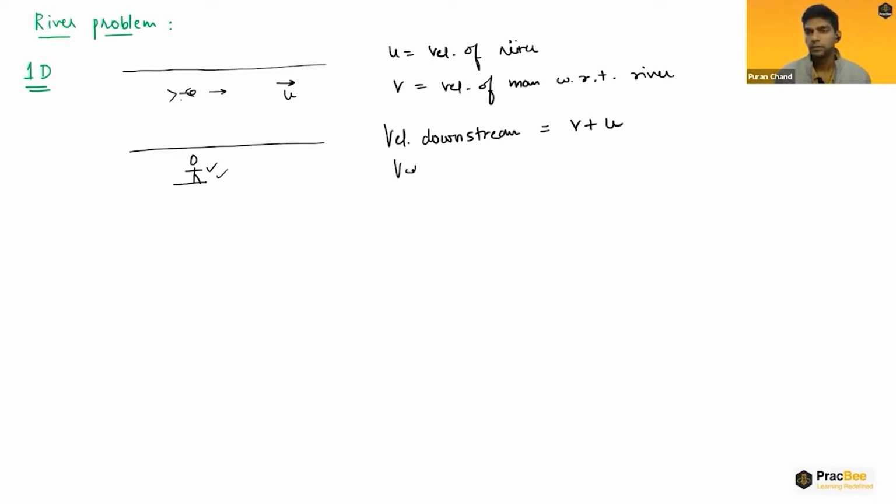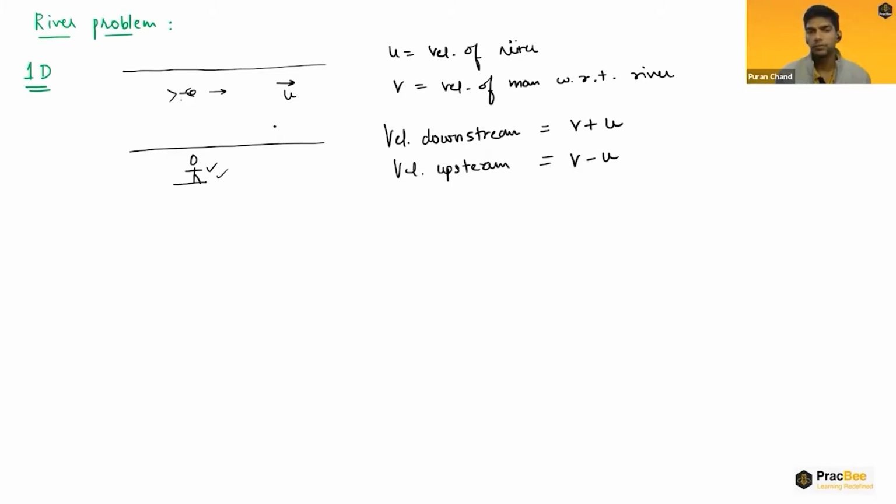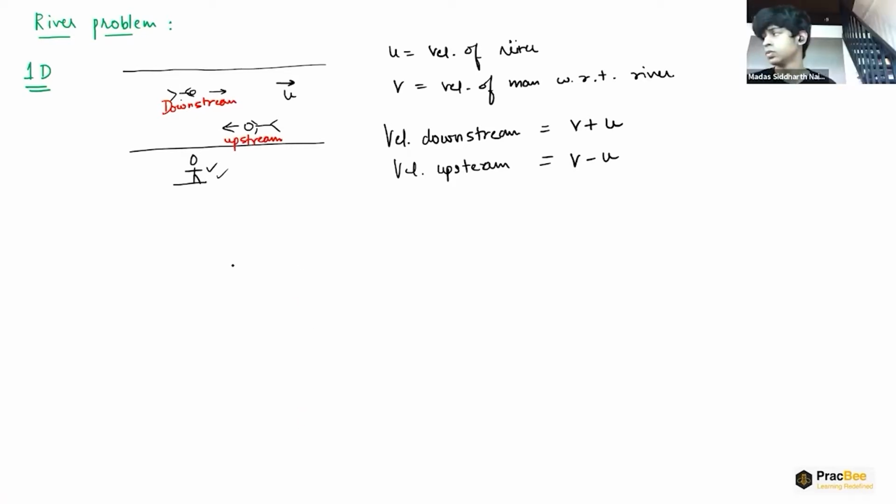And velocity upstream will be v minus u if the man goes in this direction. That will be upstream. So this is your downstream, and this is upstream. Clear?